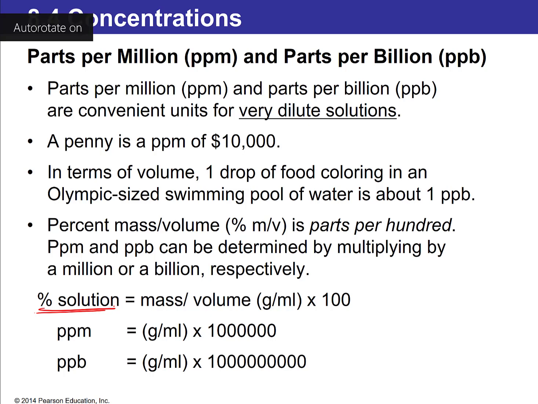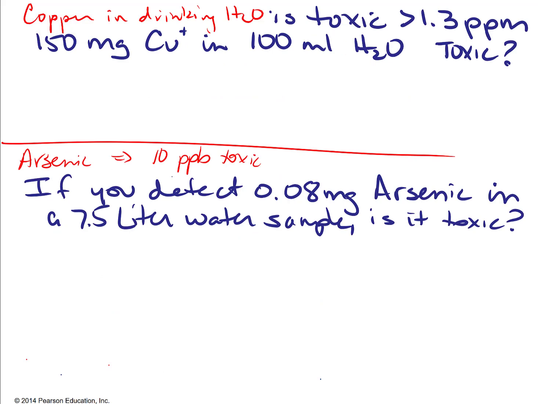So I think the first one we did, that was actually not what I did. In this one, the copper one, copper in drinking water is toxic if it's greater than 1.3 parts per million. So if we have 150 milligrams of copper in 100 milliliters of water, is this toxic, yes or no? First thing to do, you always want to put units in grams per milliliter.